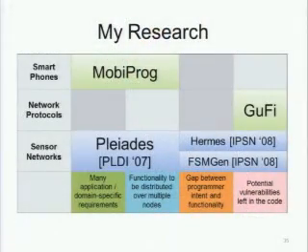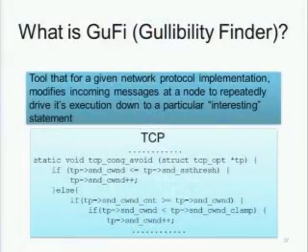So I talked about FSMGen, which derives compact finite state machines, and we find that these finite state machines can sometimes also point to inconsistencies in code. Next, I'm going to talk about GuFi, which is some ongoing work that I've been involved in with people here at MSR, and which I'm really excited about. Let's move on and see what GuFi is.